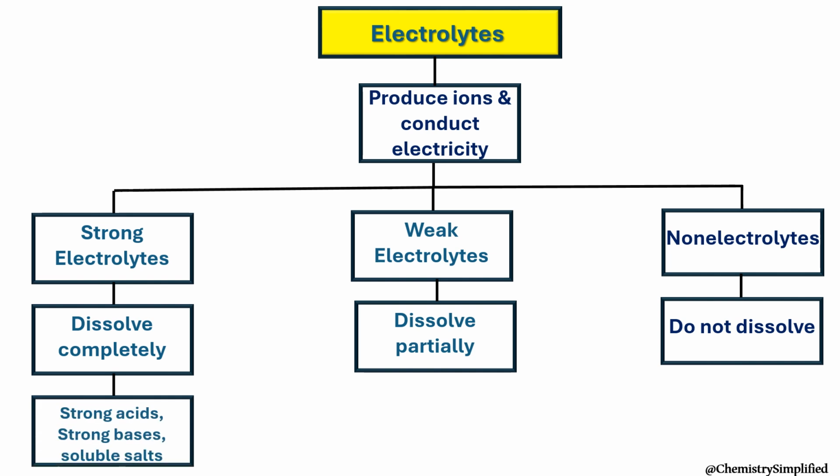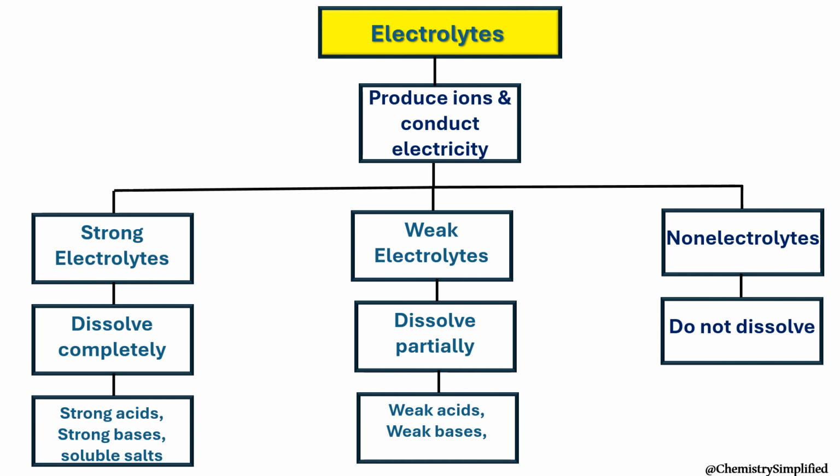Examples of strong electrolytes are strong acids and strong bases. If you do not know what strong acids and strong bases are, we refer you to our previous presentation where we talked about acids and bases. And soluble salts. Salts that are soluble are able to produce ions, so they are strong electrolytes.